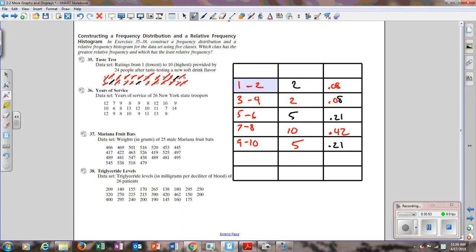So now when we make our histogram, it'll be the same as before, except it's going to be percentages going up the side. So for my percentages, I'm going to go 5, 10, 15, 20. Oh, let's go up by 10% each time. So it'd be 10, 20, 30, 40.